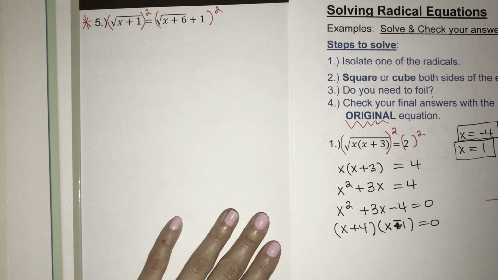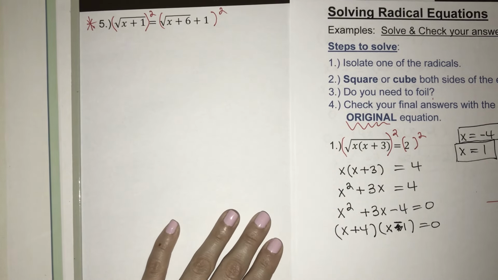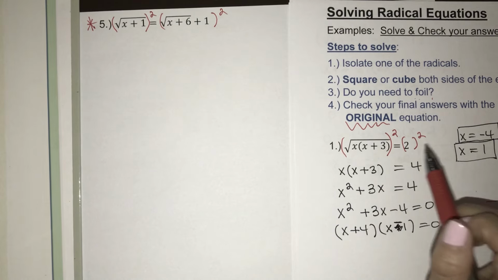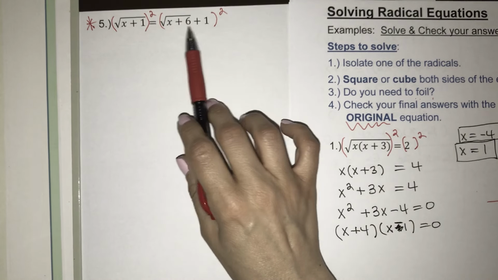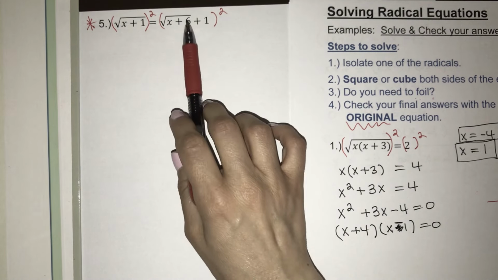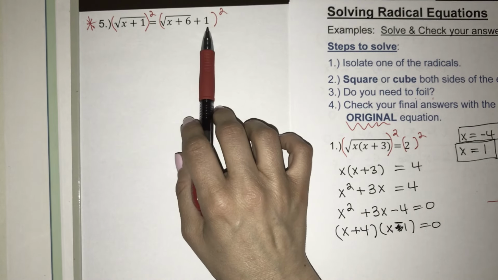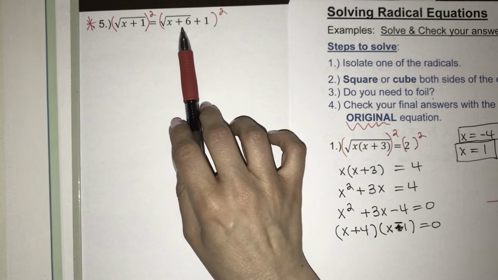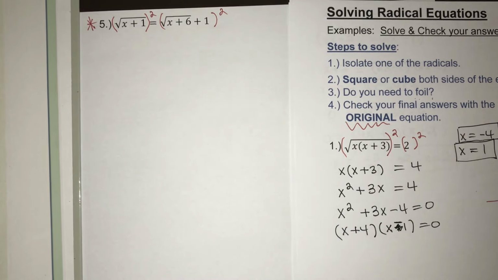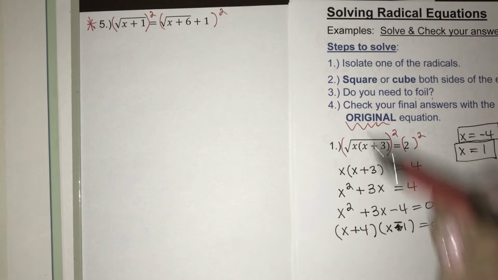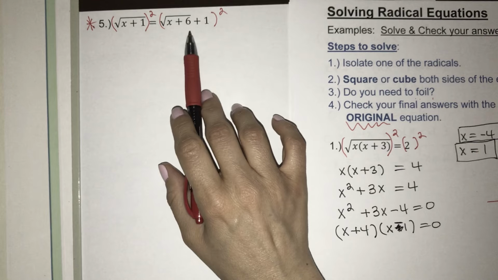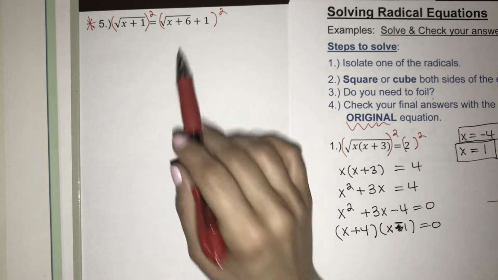Now, do you need to FOIL? In this case, yes, we have to FOIL. Why? You have to FOIL because we have a binomial here. On the right side, I have a square root plus 1. This is 2 terms, 1 and 2. If you have 2 terms, that's a binomial, and if it's squared, you have to FOIL. So we're going to write this out 2 times and then FOIL.